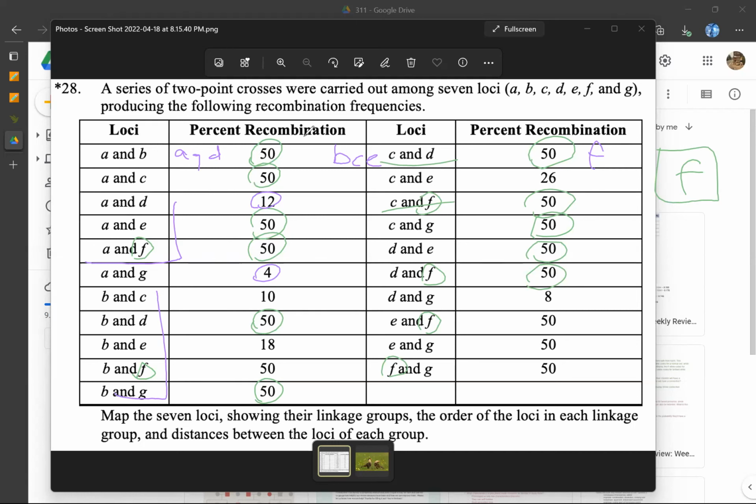We know that B is far from D, B is far from G, that's good. We know that A is close to these, and these are far from A, so they're also probably far from the other two. And we can move on, C and D. So C is far from D, that's good. C is kind of close to E.